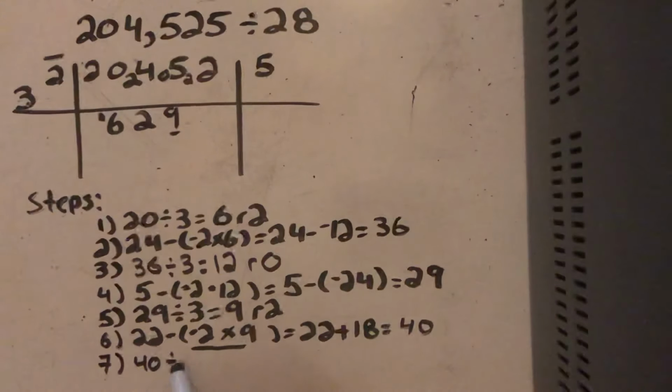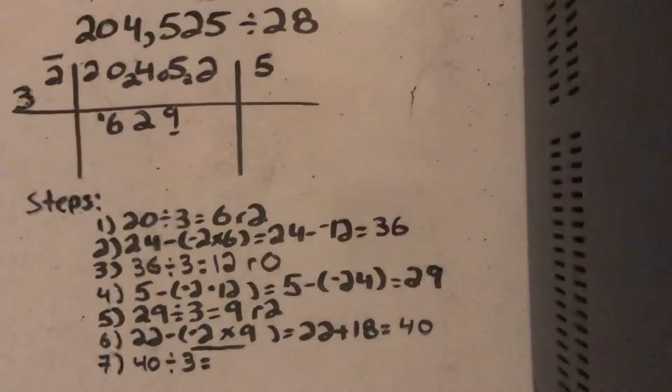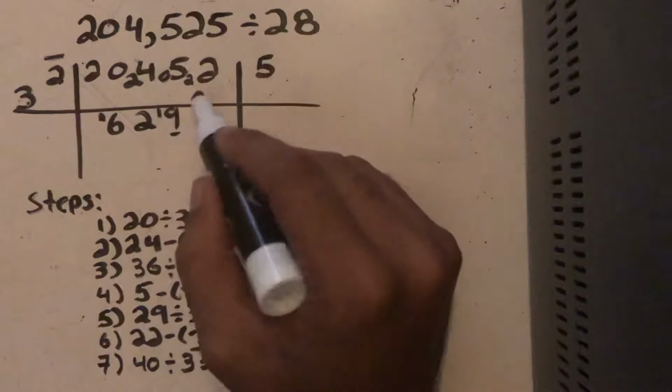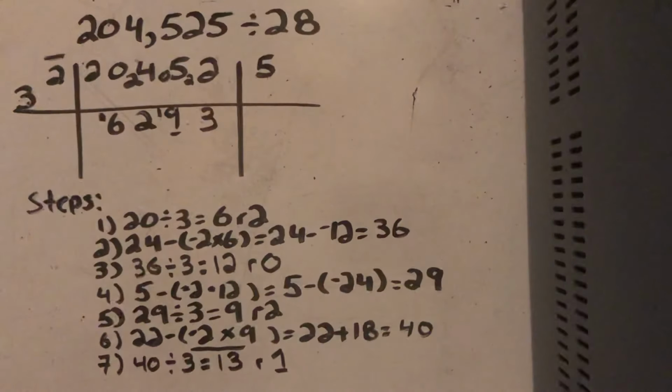40 divided by 3 equals, so what are we going to do over here? Well, I am going to say this equals 13, we can say, right? With a remainder of 1. So I'm going to put the 1 here, and I'm going to put the 3 here. Okay? And I have a remainder of 1 right here.